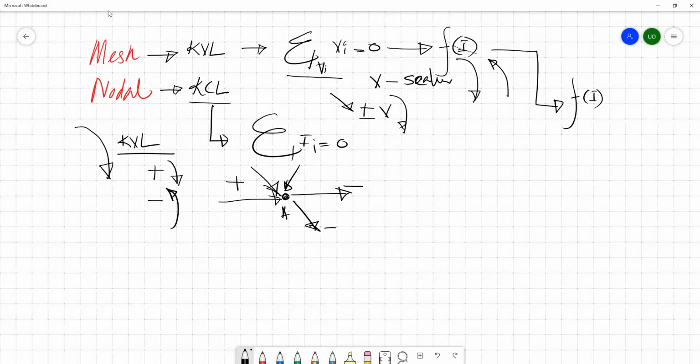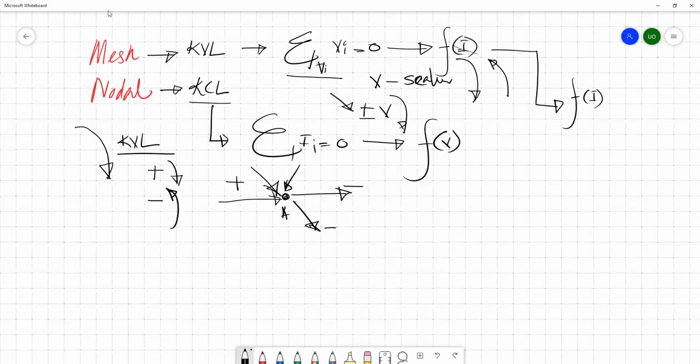Once you apply Kirchhoff current law, the expressions you obtain are functions of voltages. So this is the simple summary of this analysis. You have mesh analysis. Once you want to apply mesh analysis, you are basically applying Kirchhoff voltage law, which means you will ultimately end up with a set of equations which are functions of current.